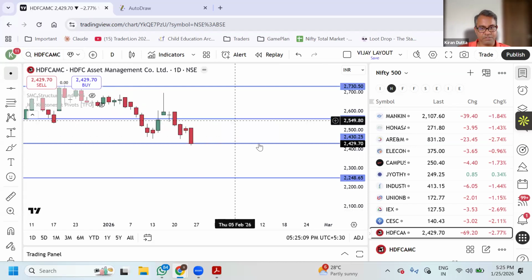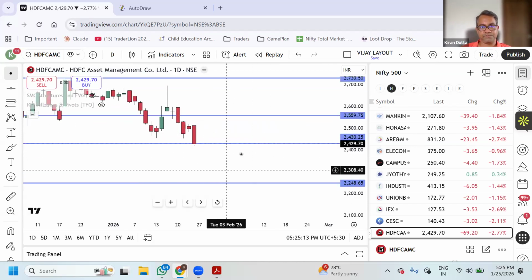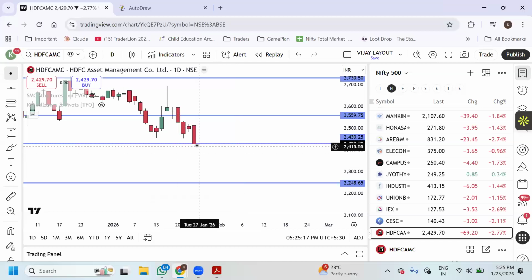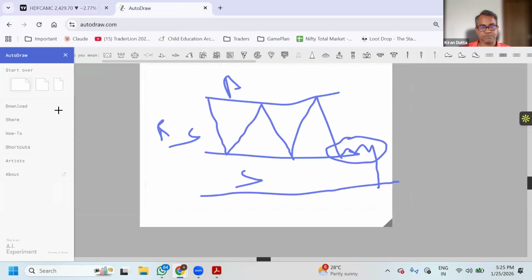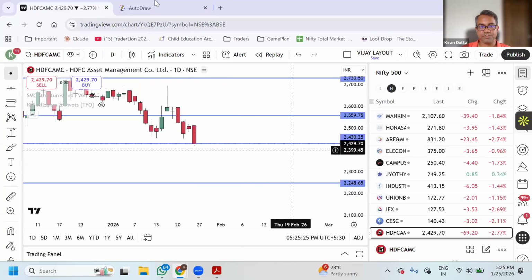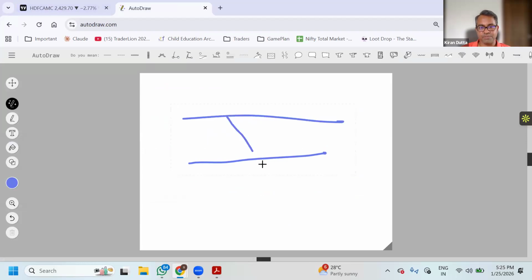So first of all, I will not take any entry here on Tuesday or Wednesday. Point number 1. Two things can happen here. This is the 2429 line, and the 2429 line is the support here. Actually, 3 things can happen here.